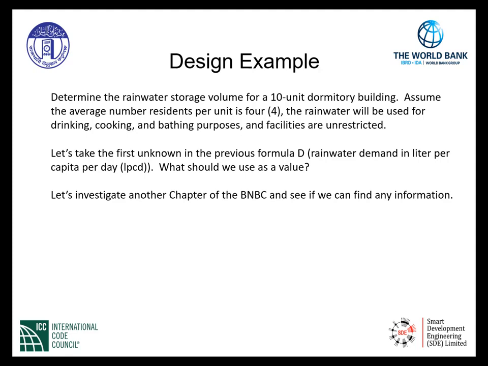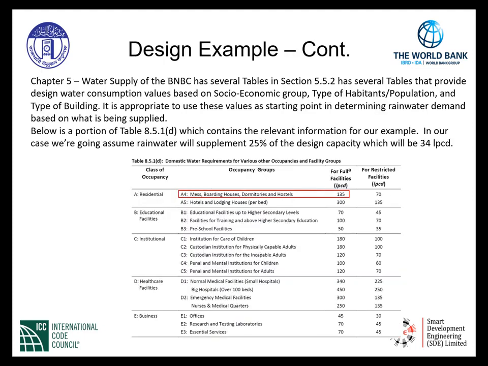Let's take the first unknown in the previous formula, D, rainwater demand in liters per capita per day. What should we use as a value? Let's investigate another chapter of the BNBC and see if we can find any other information to help us solve this design example. We will look to Chapter 5.